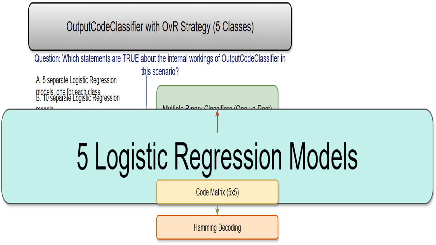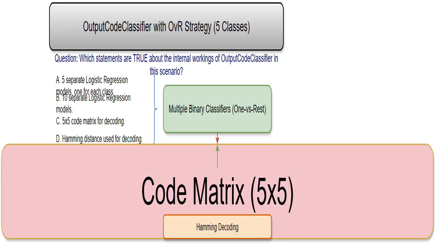This is the core of how OutputCodeClassifier tackles this multi-class problem. The code matrix is a crucial part of how OutputCodeClassifier makes its final decision.